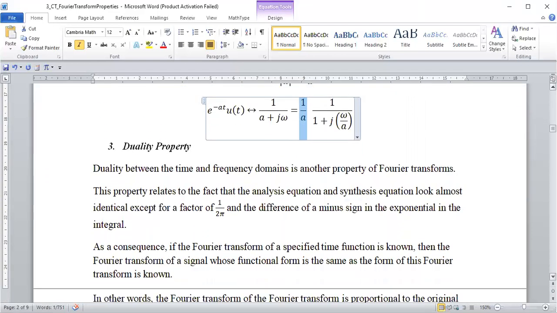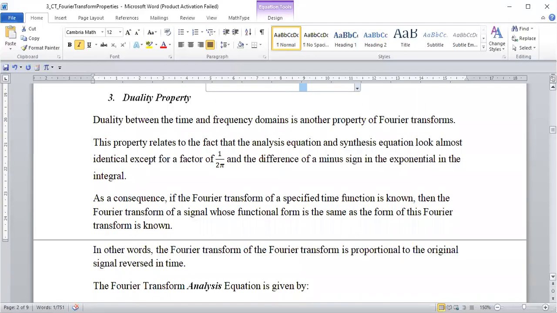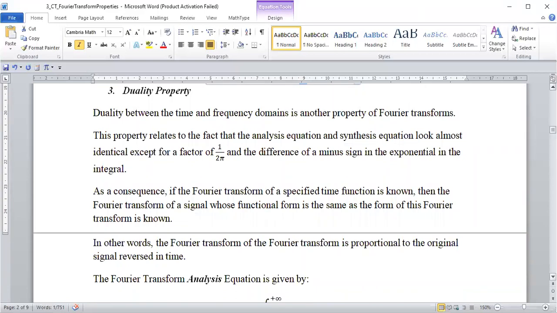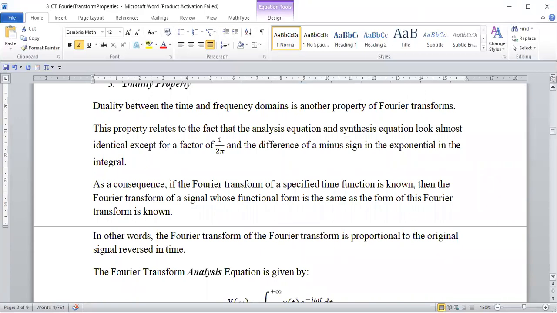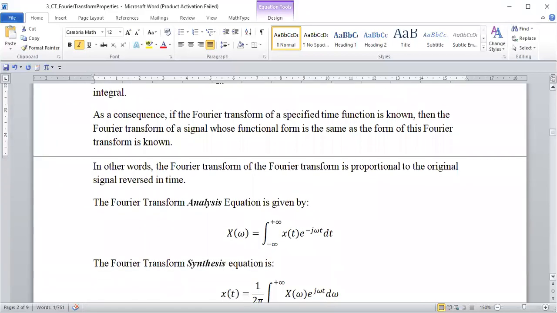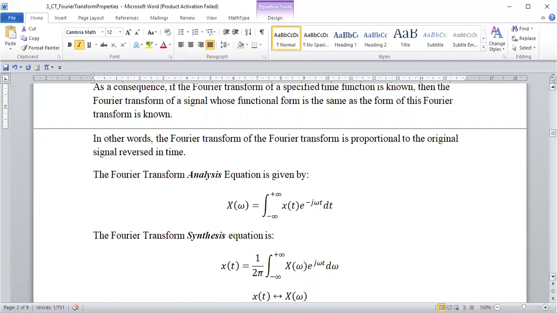You have the duality property. The duality property simply says that when you have the Fourier transform of a signal, you can calculate the Fourier transform of the Fourier transform of that signal you already have. Calculating the Fourier transform of the Fourier transform of the signal you got is straightforward.